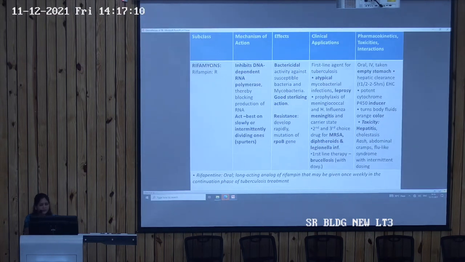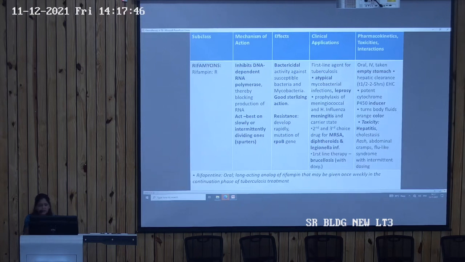They are also bactericidal in nature. They have a good sterilizing action because they inhibit these spurters. Resistance can develop because of mutation of the rpoB gene. It is not only effective for Mycobacterium tuberculosis but also very effective for atypical mycobacteria. It is also effective for Mycobacterium leprae, and also for gram-positive and gram-negative bacteria. So rifampicin has a broad spectrum of action.